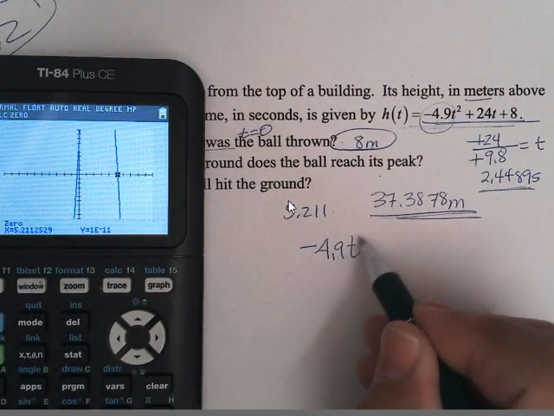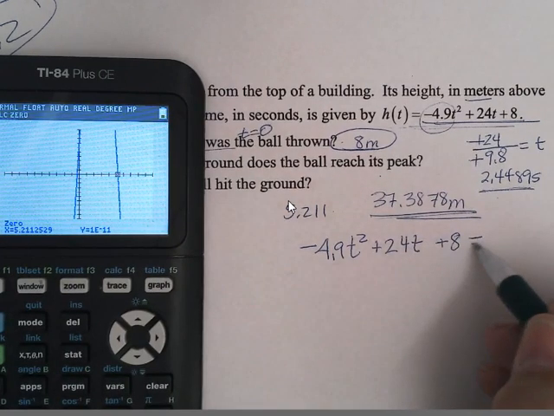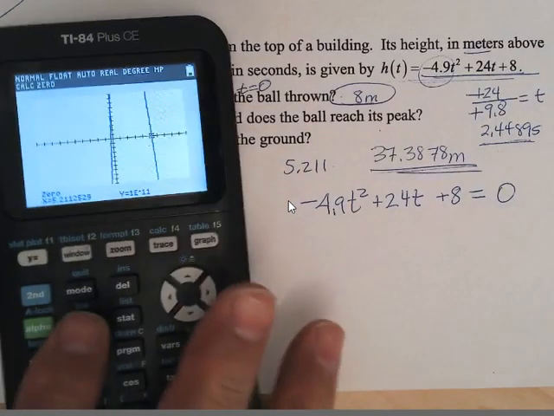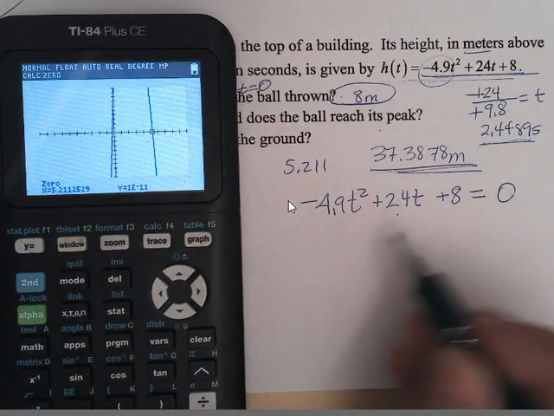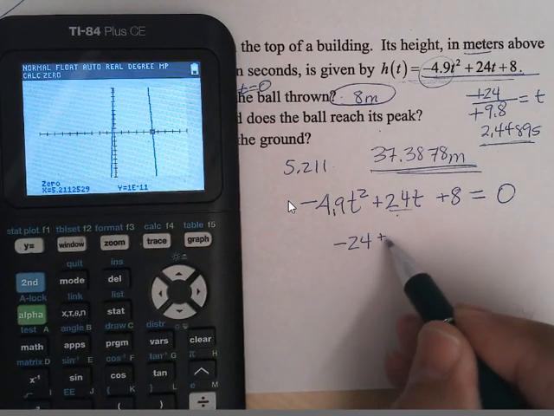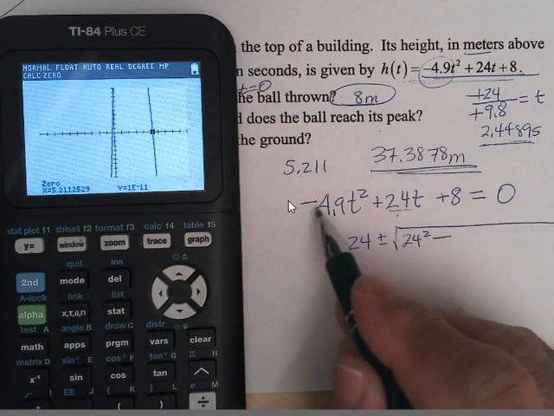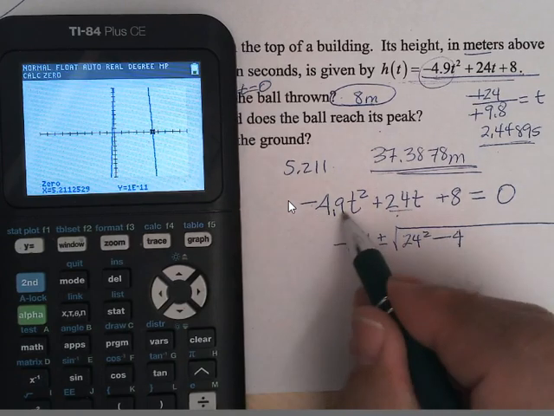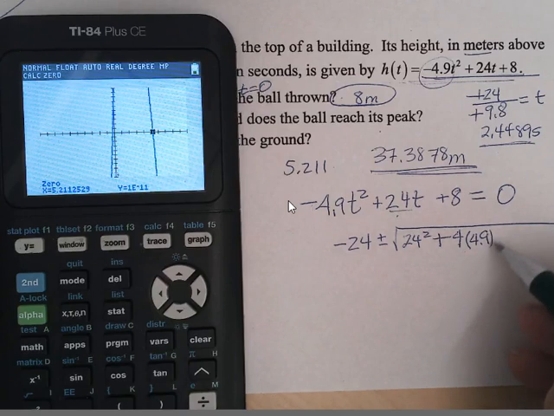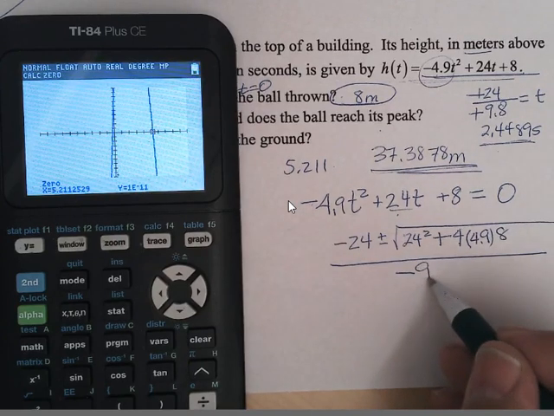Or we could set negative 4.9t squared plus 24t plus 8 equal to 0, and use the quadratic formula. I happen to have that in my calculator. I'll write it out here. It's the opposite of b, so negative 24 plus or minus the square root of 24 squared minus 4 times a, minus, so that makes plus, times 4.9 times 8, all over 2 times a, which is negative 9.8.